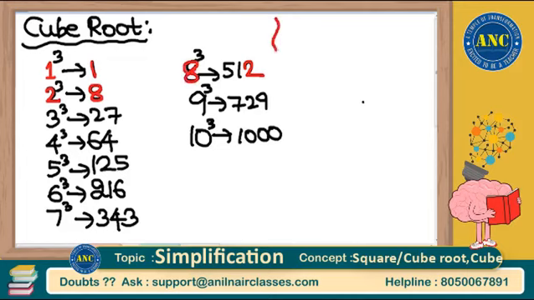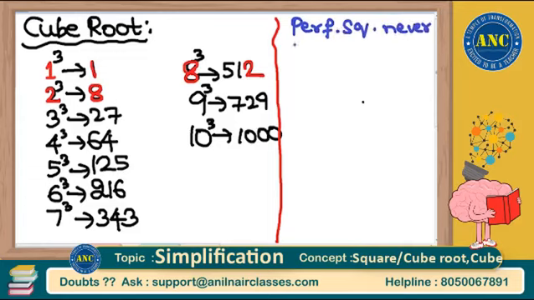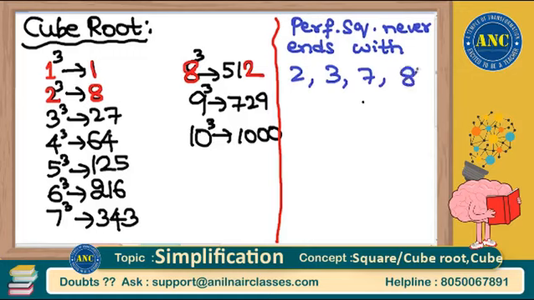Now let us make it a little simple. We wrote a concept in our squares called a perfect square. A perfect square never ends with 2, 3, 7 or 8. I believe that you remember this logic. Now observe carefully, sir. Only these four numbers: 2, 3, 7 or 8.